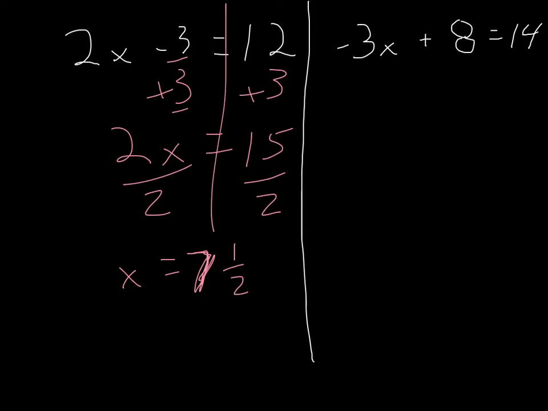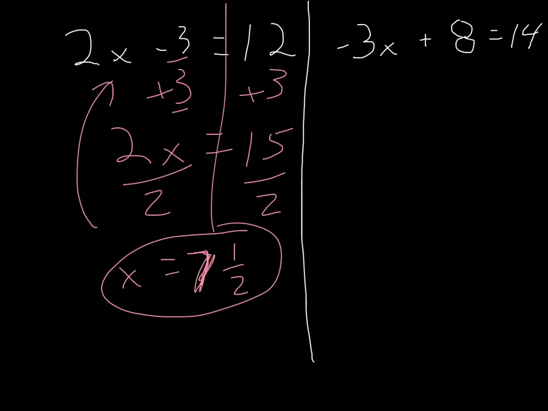If you wanted to check this, all you need to do is simply plug in x equals 7.5 for x. So we have 2 times 7.5 is 15, and 15 minus 3 is 12. And so we get the correct answer. Now, let's try another one.